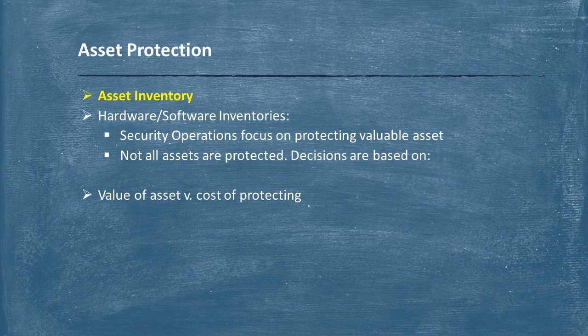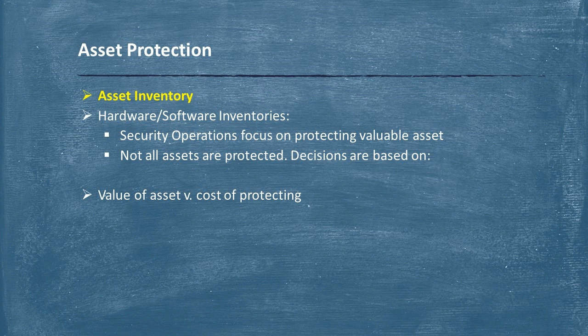First is the asset inventory. Hardware and software inventories are to be maintained. Security operation focuses on protecting valuable assets. Not necessarily that all the assets are to be protected. The decision is based on value of the asset versus cost of protecting it.